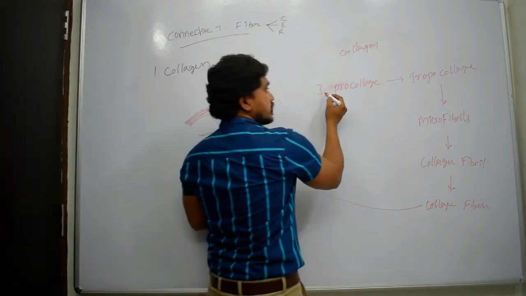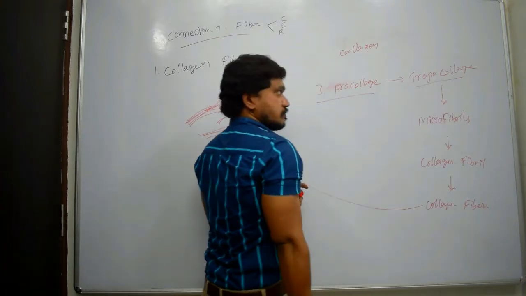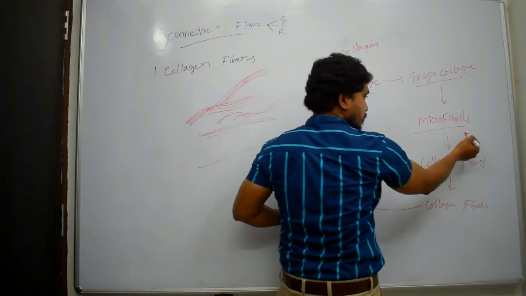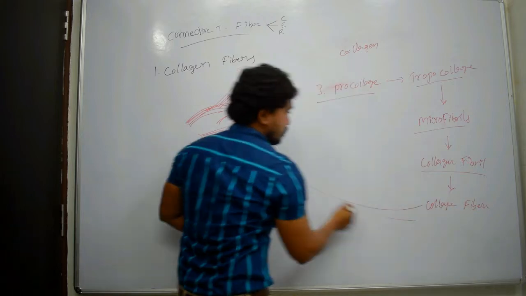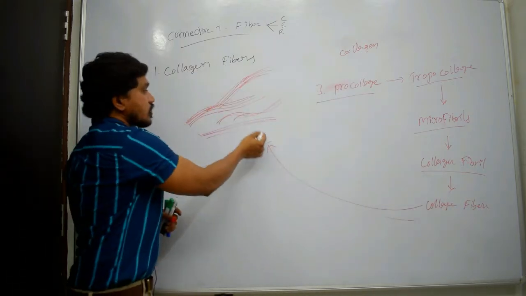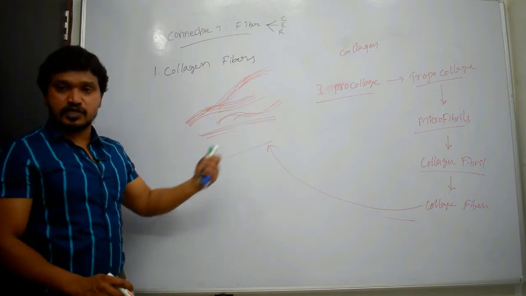Very simple. Three procollagens unite and form tropocollagen. Tropocollagens unite and form the microfibrils. Microfibrils unite and form a collagen fibril. Collagen fibrils unite and form the collagen fiber. Collagen fibers unite and form the collagen fiber bundles. This is the structure and distribution of collagen fibers.